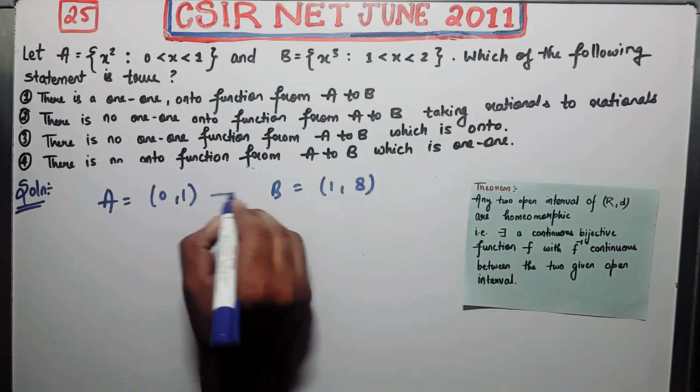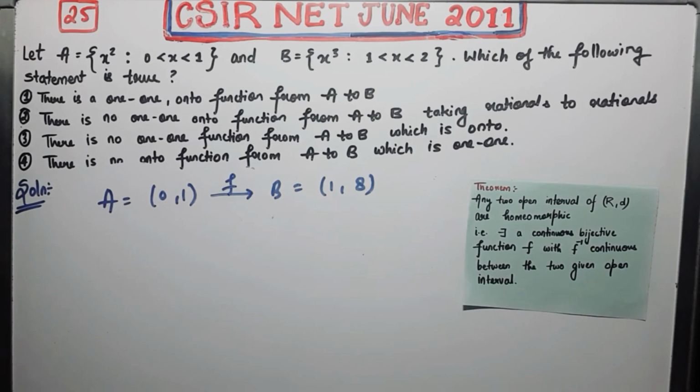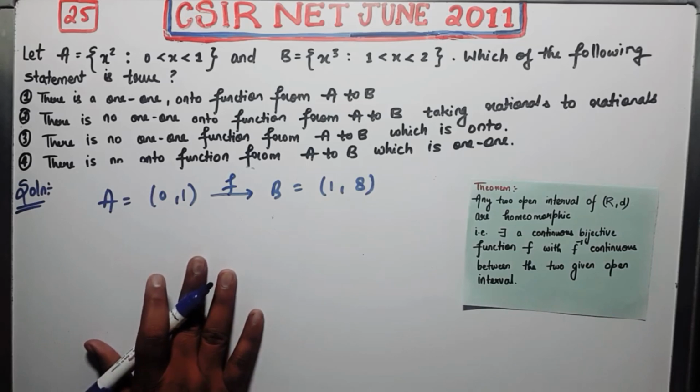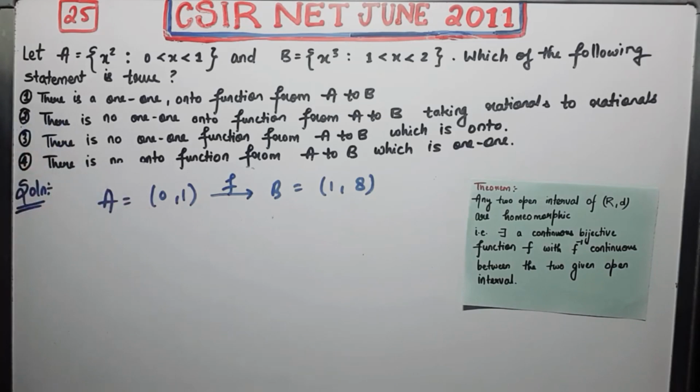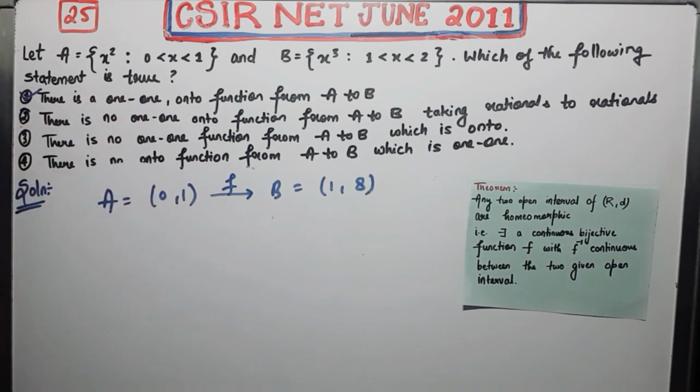So between these two sets you will get a bijection f. Firstly I will tick the correct option and after that I will show what that continuous bijection is. I will write that continuous bijection for you. So the first one says there is a one-one onto function from A to B. From this theorem it is directly clear that the first is correct. It's a single correct option, so every remaining option is incorrect.